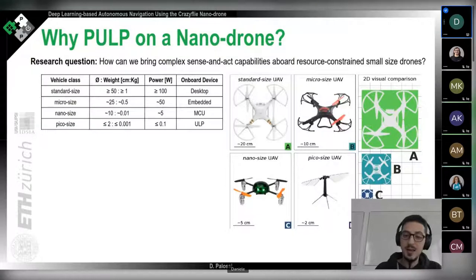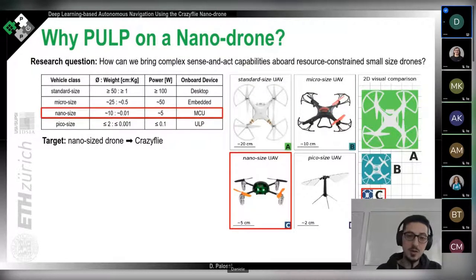So what we are interested in is the nano size. Our research started from the nano size, that is actually the size of the Crazyflie, and all those characteristics are decreased. So smaller, less power, less payload, we cannot afford a big computational platform on board, because what we want to achieve is autonomous navigation, not automatic, meaning that there is no remote machine performing that; all of the needs for the task must be addressed with the onboard features and resources.